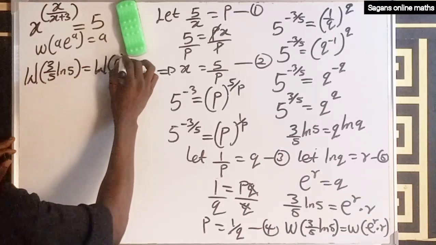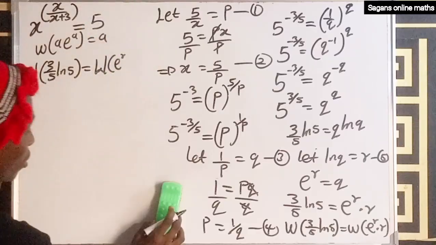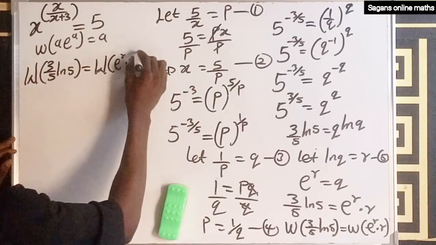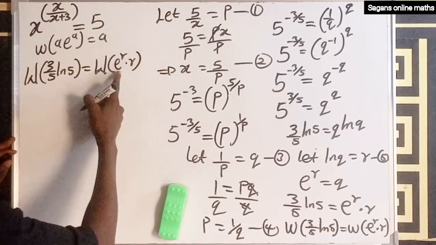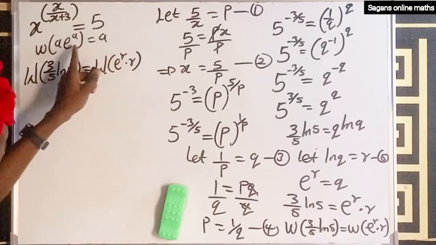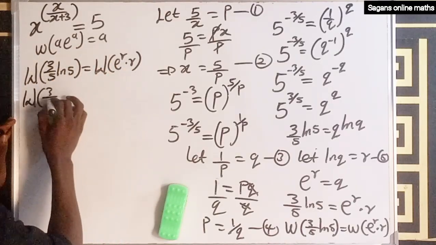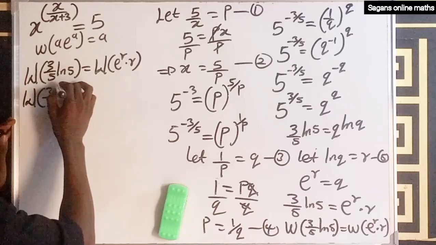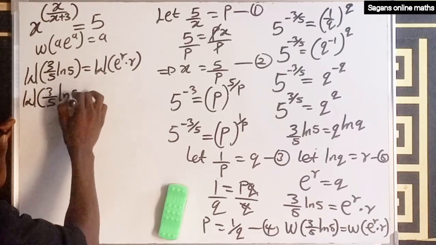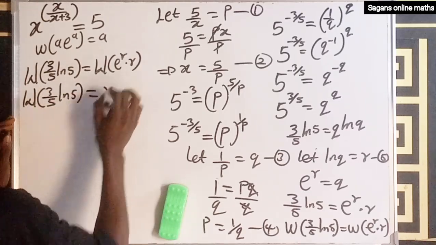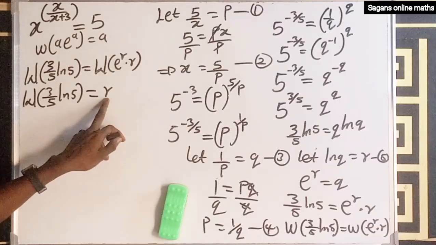Into e to the power of e. Okay, let me put it here. Multiplied by arrow, e raised to the power of arrow, right? So the outcome of this is just arrow, by obeying these properties of lambda. So it means that the lambda real function of 3 multiplied by e raised to the power, sorry, 3 divided by 5 ln 5 is equal to arrow. Now we're getting the value of arrow.